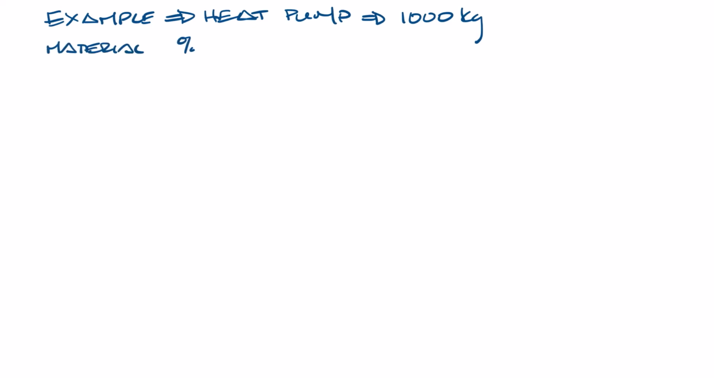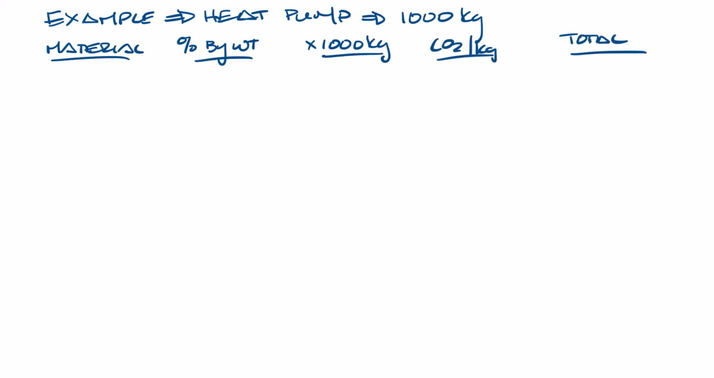Let's slide over again and look at an example that is in TM65 for a heat pump. So let's say this heat pump weighs 1,000 kilograms. And sorry, TM65 is in metric units, so they use kilograms in this example. So let's label the columns across the top: material, percent by weight, times 1,000 kilograms, CO2 per kilogram, and total.